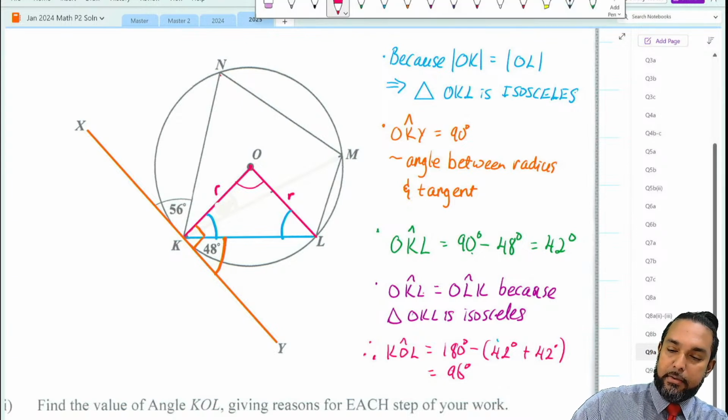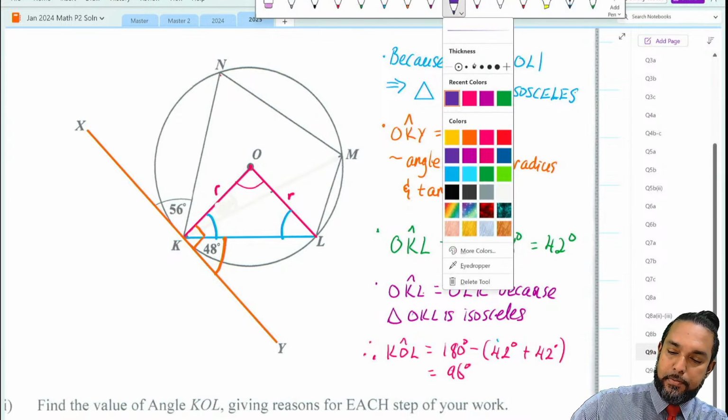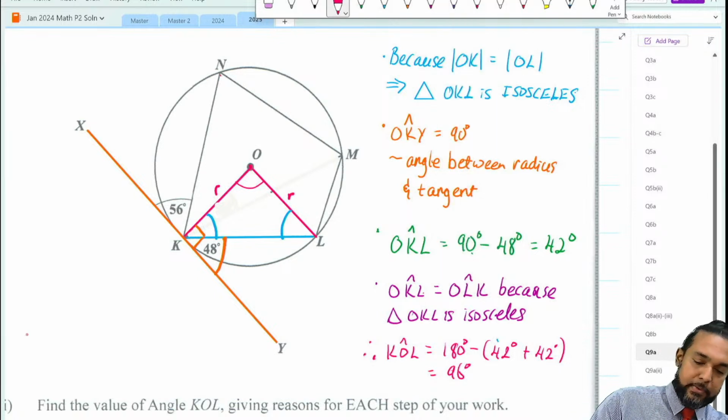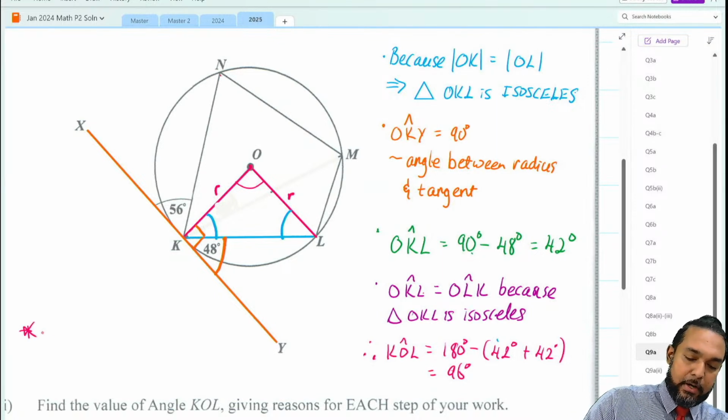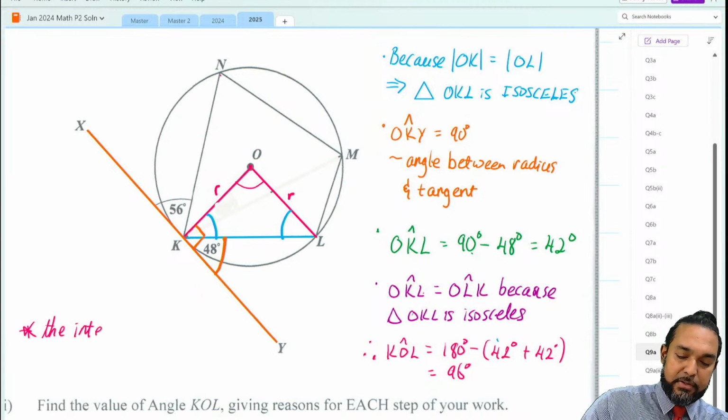And don't forget, you also want to state that the interior angles in a triangle sum to 180 degrees, so they add up to 180 degrees.